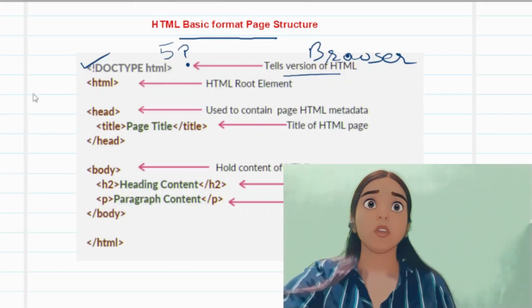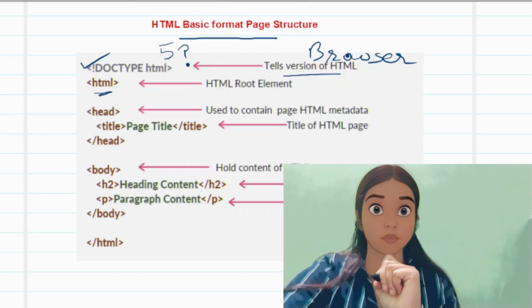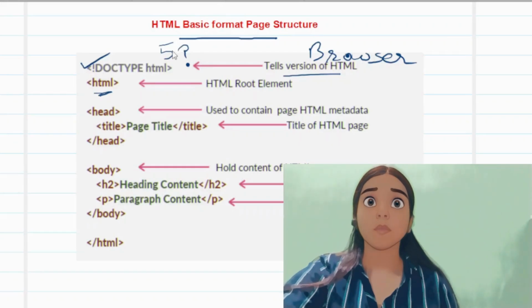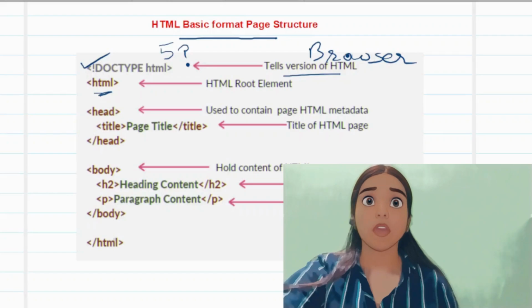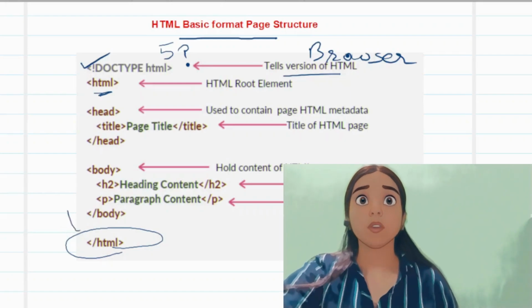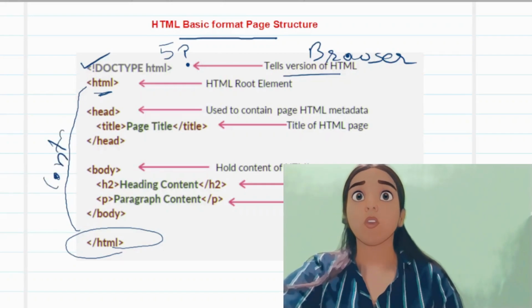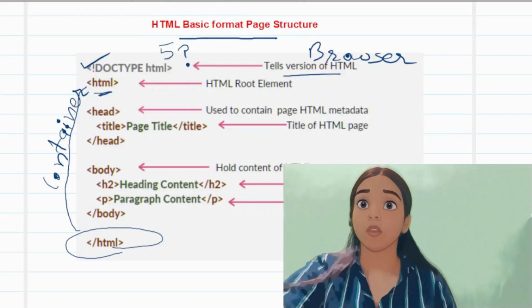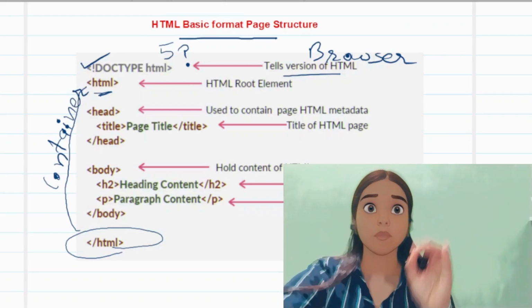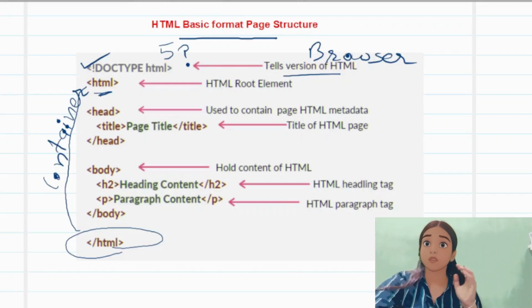Okay, now let's move to the second line, where we have to write the HTML tag. As I already told you about the opening and closing tag in the previous video, right? So this is the opening tag of HTML, and at the end here is the closing tag of HTML. And you must remember that this tag is a container for all the remaining tags of HTML. That means all the remaining tags will come in this tag only, except doctype HTML. Why? Because that must be written in the first line of the HTML file.